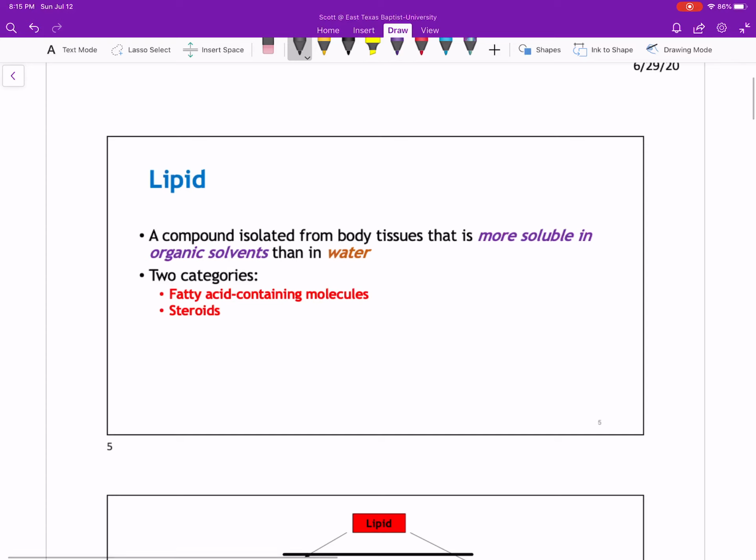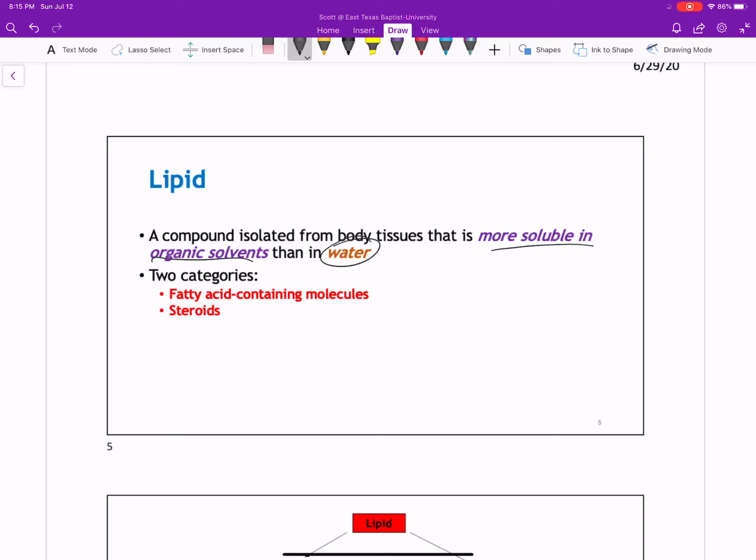So a lipid, as you already read, is a compound isolated from the body tissues that is more soluble in organic solvents than it is in water. Okay, it's kind of a funny definition for a class of biomolecules, but it is what it is. They are not soluble in water, generally speaking. Okay, so they're going to clump up in the presence of water unless there's something to help make it more soluble.